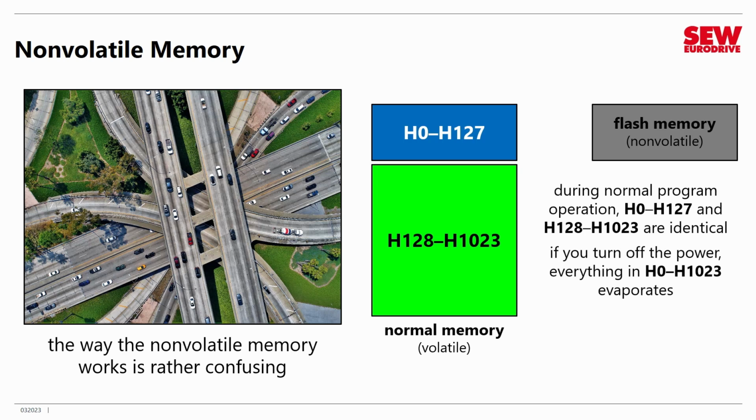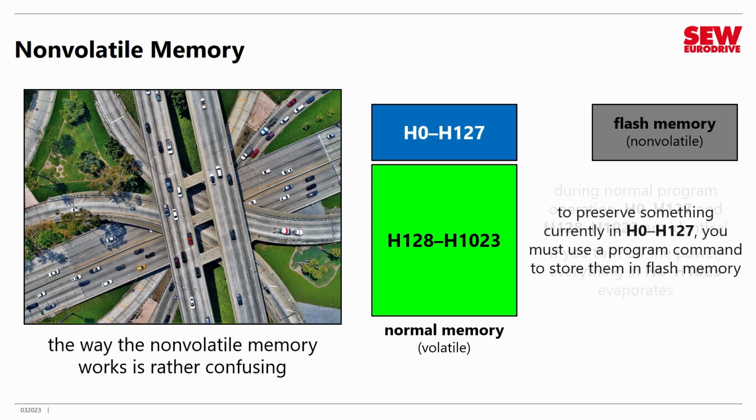So it's kind of like this. During normal program operation, H0 through H127 and H128 through H1023 are identical. If you turn off the power, everything will just evaporate from any of those locations. However, to preserve something in H0 through H127, you can execute a function call, which will store those variables in flash memory. So you can protect them, but you have to do it intentionally. If you don't do it and you turn off the power, they're gone.